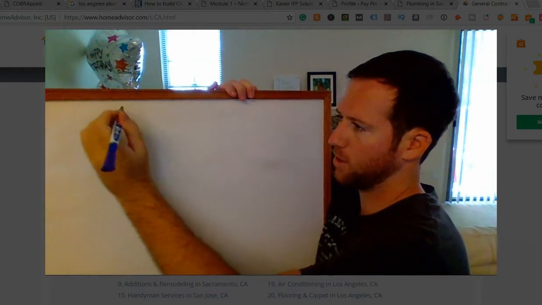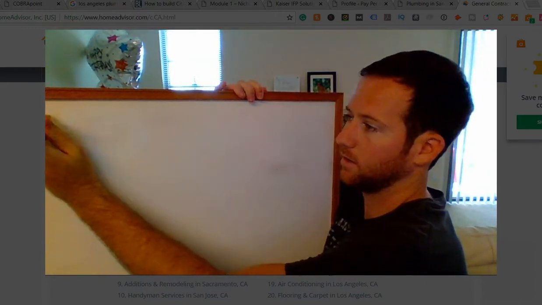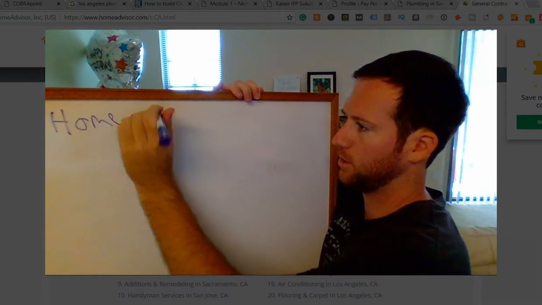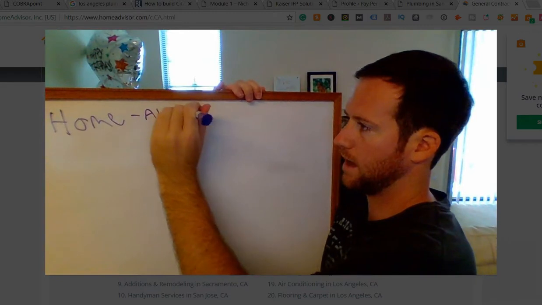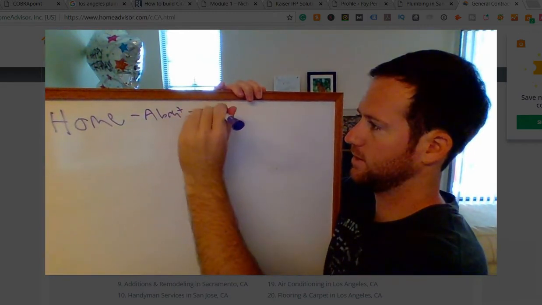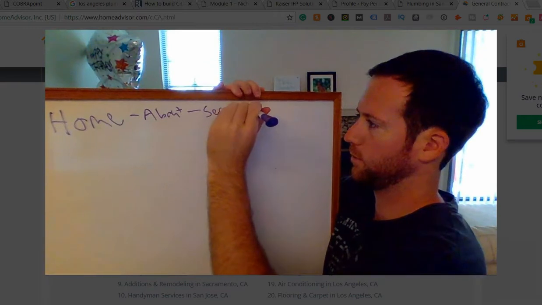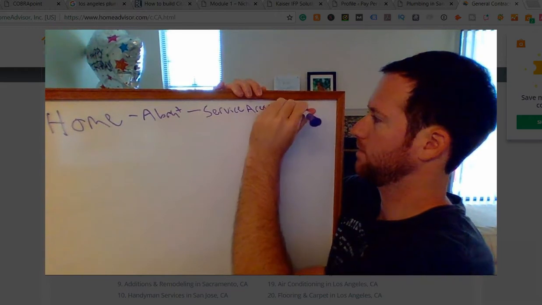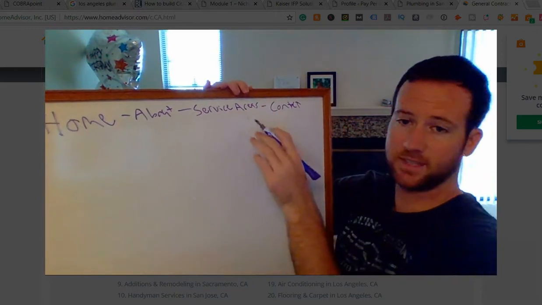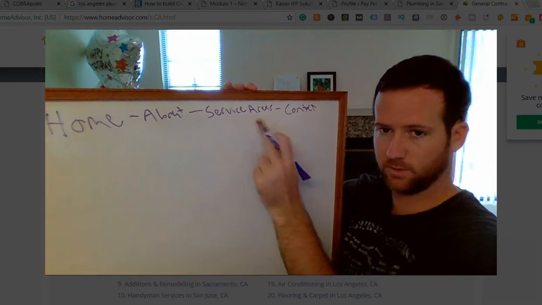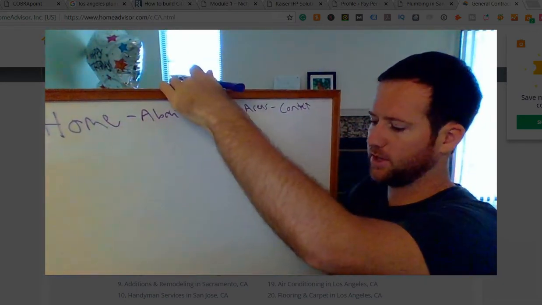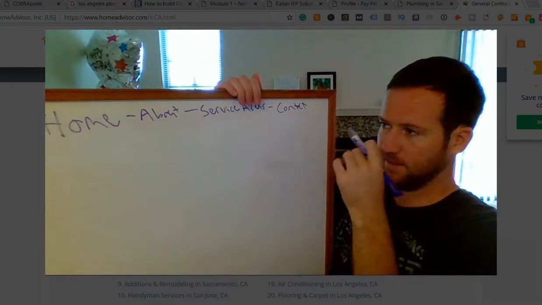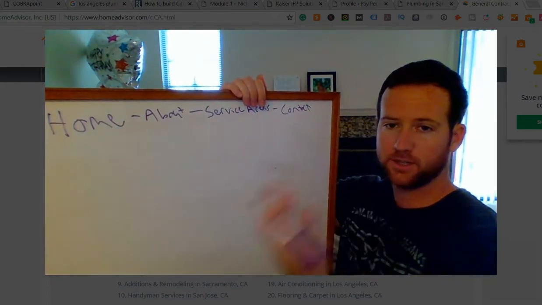So, we have our homepage. Put it over here so I have room. Here's the homepage, and then you'll have your about page, your service areas, if you're a local business, and your contact page. For the sake of this, we're focusing on the service areas page. So when you're doing link siloing, you're connecting this topically relevant content through internal links.